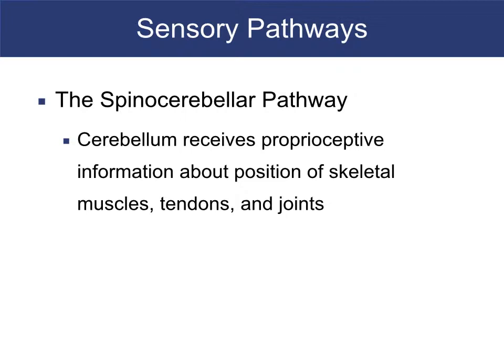Now we've talked a lot about the proprioceptive fibers and helping us figure out where our joints and stuff are. The spinocerebellar pathway, that's one you ought to know, I think. It carries information from the spine and from the extremities down here. Carries all this proprioceptive input up here about the position of your skeletal muscles, the tendons, the joints.